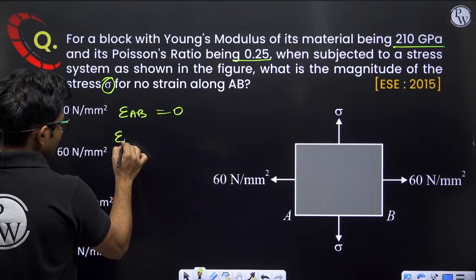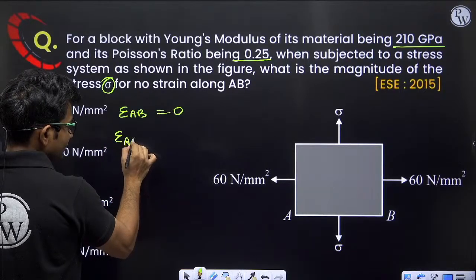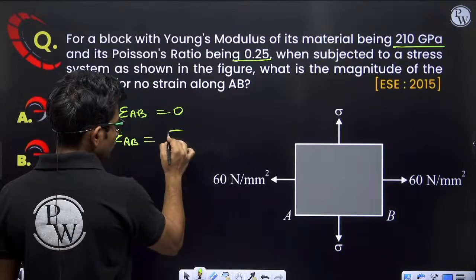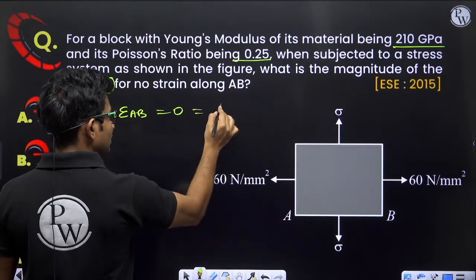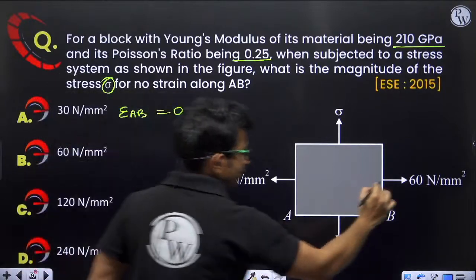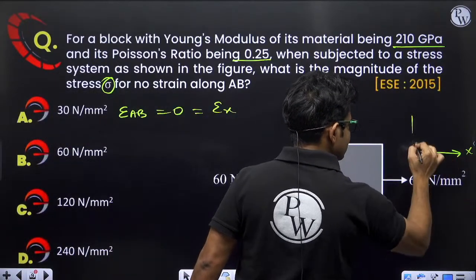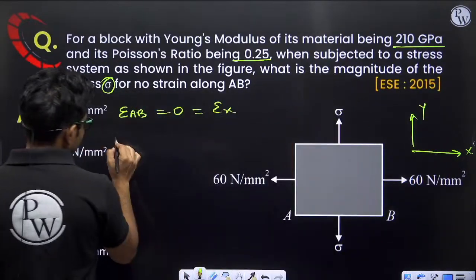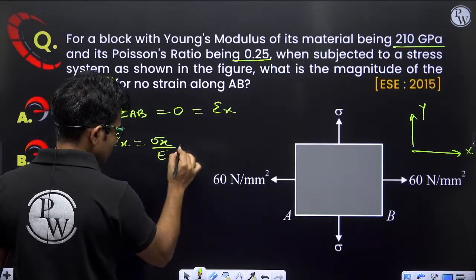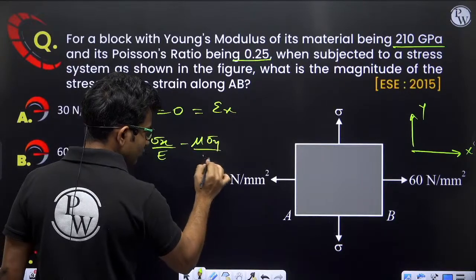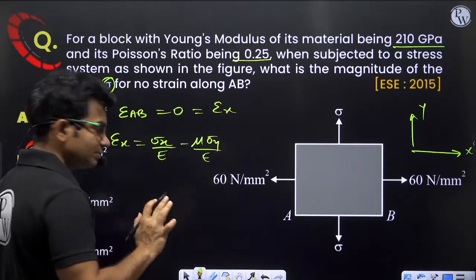So what is the formula for strain in direction AB? That will be equal to sigma x. Let us say this is x direction and this is y direction. So strain in x direction will be equal to sigma x upon E minus mu sigma y upon E for 2D stress system, right?